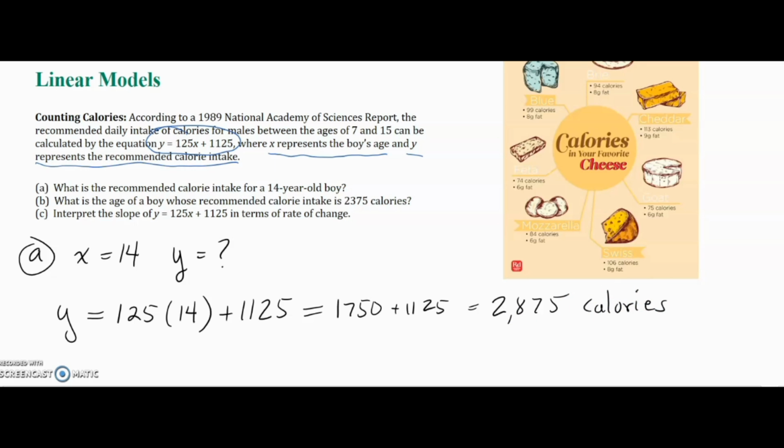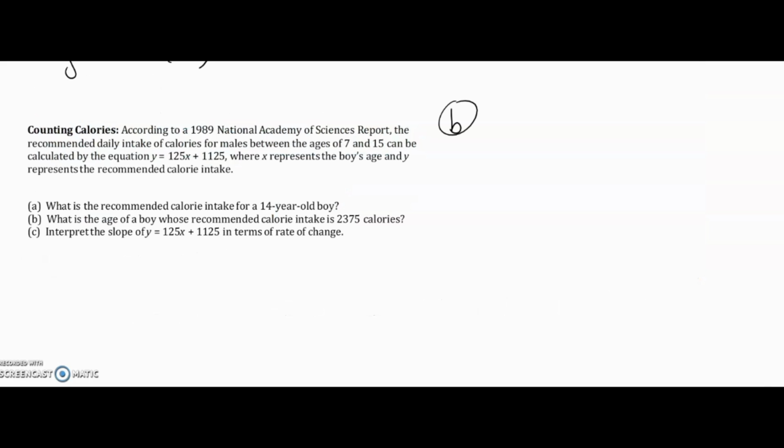What about B? For B, we are being asked, what is the age of a boy whose recommended calorie intake is 2,375? Once again, I'm going to take full advantage of their definitions of X and Y for the boy's age and recommended calorie intake. So let's see. I'm being given the recommended calorie intake. Oh, so that must be Y. That's good. So I have Y. And what do I need? Oh, I need X, the boy's age. Got it.